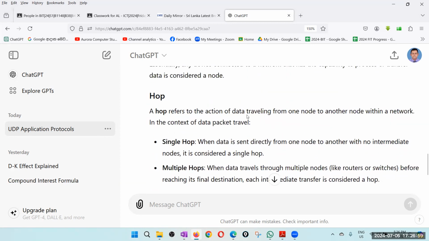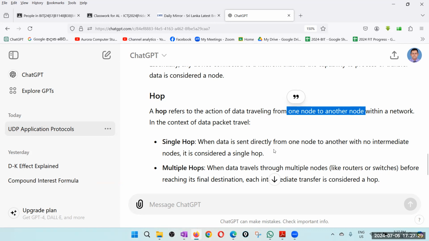Hop refers to the action of data traveling from one node to another node within a network. So you can see that hop is also very much related to node. Hop refers to the action of data traveling from one node to the other node. Therefore, node to node and hop to hop have a lot of similarity. But anyway, let's read.